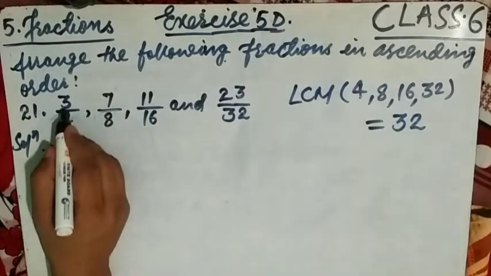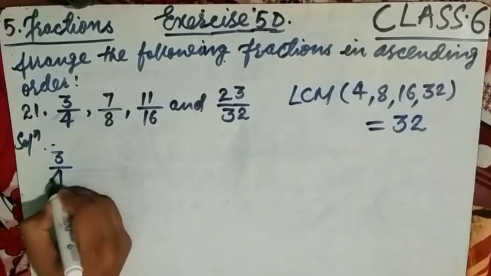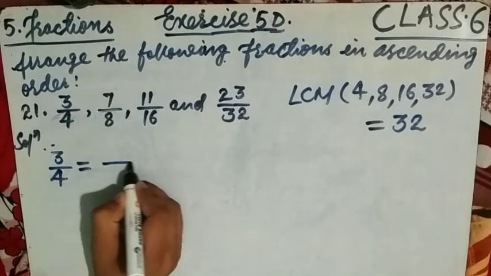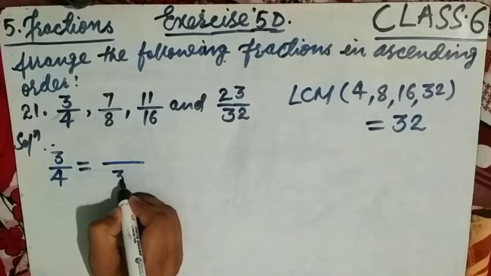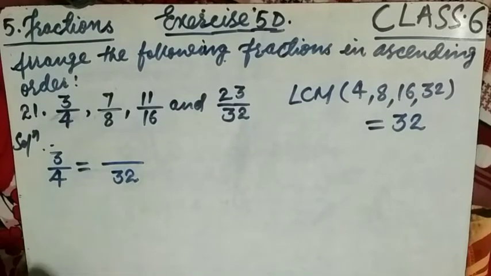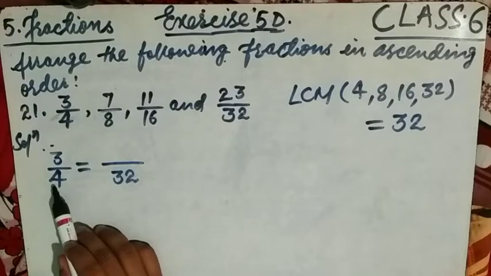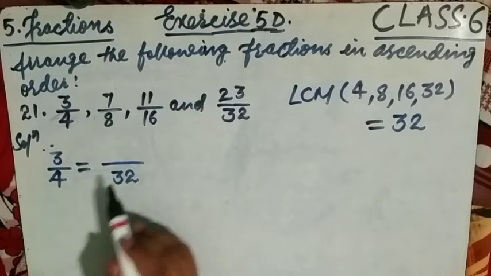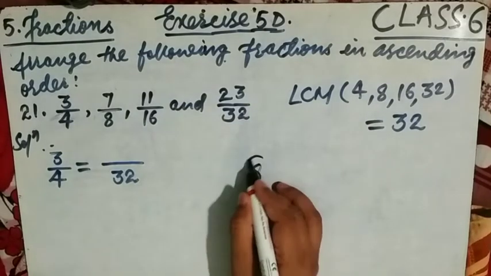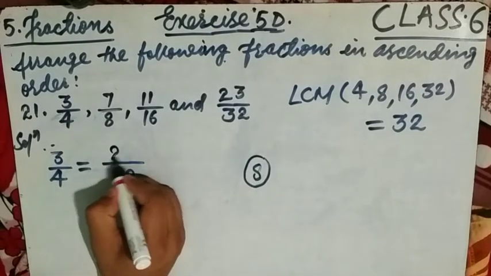So have a look, now we are going to start with 3 by 4. First write 3 by 4, then write the denominator as 32. Now divide this 32 by 4. If you divide 32 by 4, it becomes 8, because 4 times 8 is 32. Then this quotient 8 is multiplied by 3. So 8 times 3 is 24.